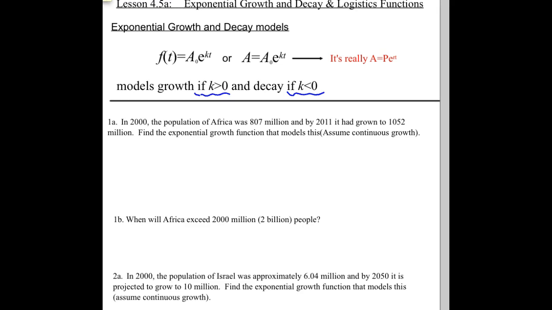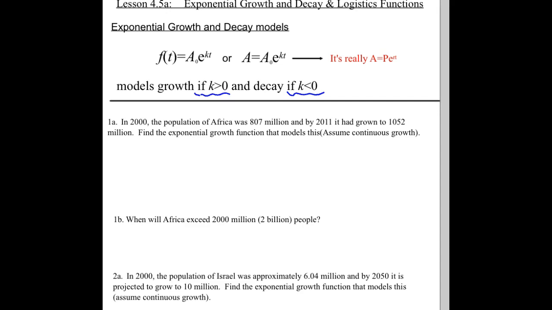First example. In 2000, the population of Africa was 807 million, and by 2011, it had grown to 1052 million. Now, they left it that way so that everything was in millions, which means we don't need all the extra zeros in there. Find the exponential growth function that models this. Assume it's continuous growth. So let's plug in what we know.